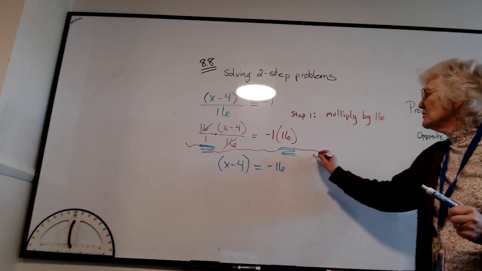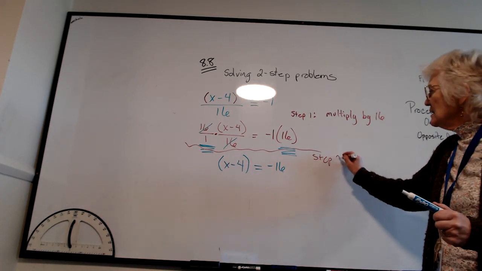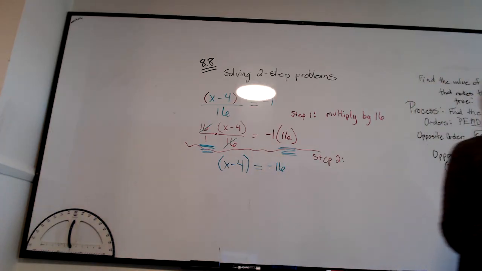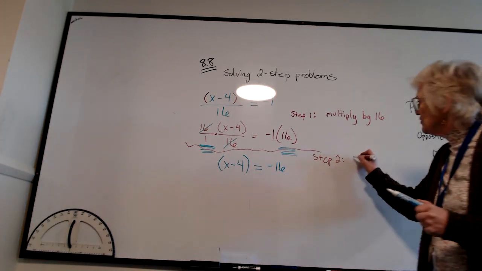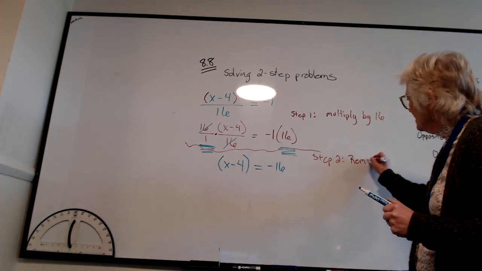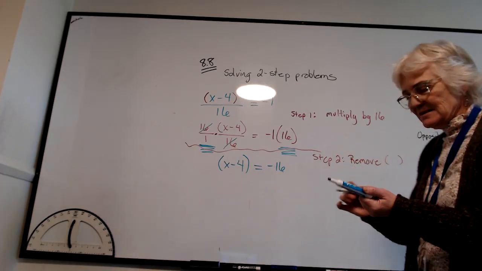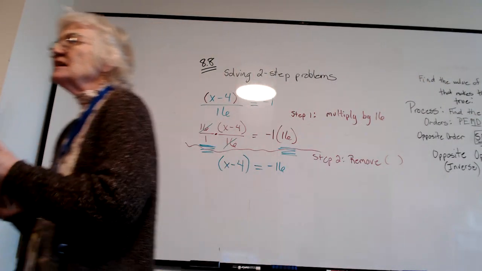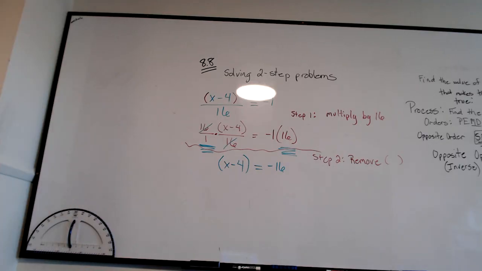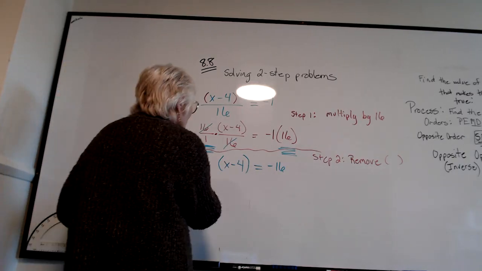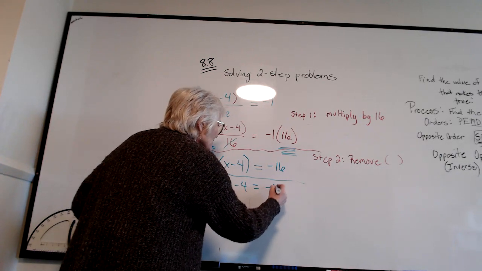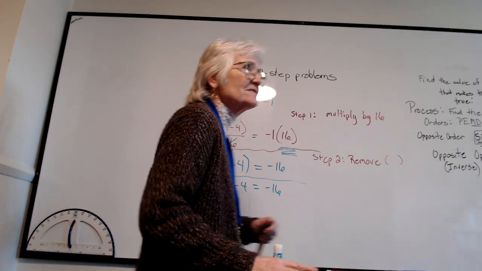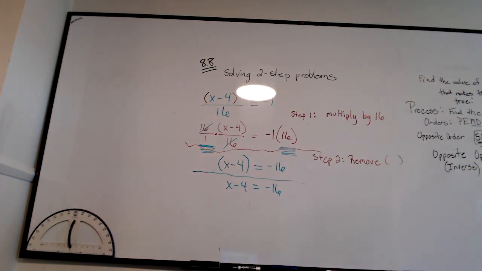Now step 2 is we remove the parentheses. You don't need to write that part down, but if you want to, you can. You can say remove parentheses. Because you're getting rid of that now, because we're undoing the parentheses. So what I have in this step now is x minus 4 equals negative 16. So I've got rid of the parentheses. Now I need to solve.